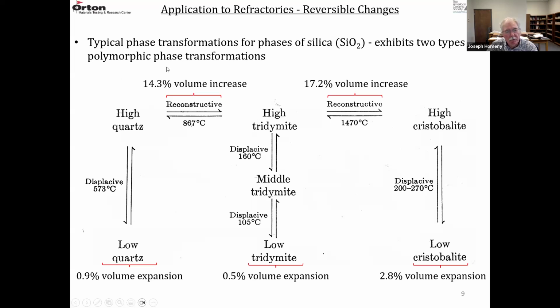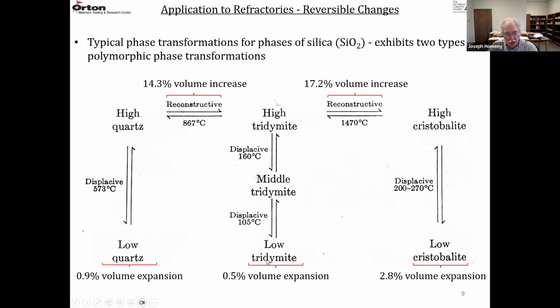And one of the materials that exhibits a great deal of these transformations is SiO2, silica. It exhibits both the reconstructive and the displacive phase transformations. So there's three crystalline forms: quartz, tridymite, and cristobalite. If you start out with quartz, it has a displacive transformation at 573 degrees C to high quartz. So it goes from low quartz to high quartz. There's a 0.9% volume expansion.